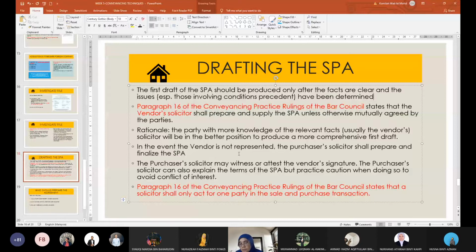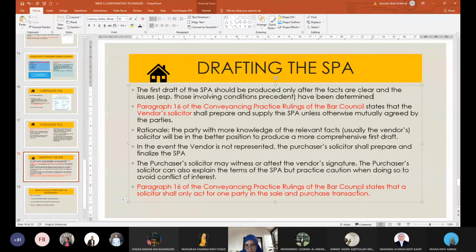In the event the vendor is not represented, the purchaser solicitor shall prepare and finalize the sale and purchase agreement. The purchaser solicitor may also witness or attest the vendor's signature. The purchaser solicitor can also explain the terms of the SPA, but practice caution when doing so to avoid conflict of interest. So when the vendor is not represented, the duty to draft the SPA goes to the purchaser solicitor. The purchaser solicitor can explain to the vendor what the terms in the SPA are, but he does not represent the vendor, he only explains the terms of the SPA.